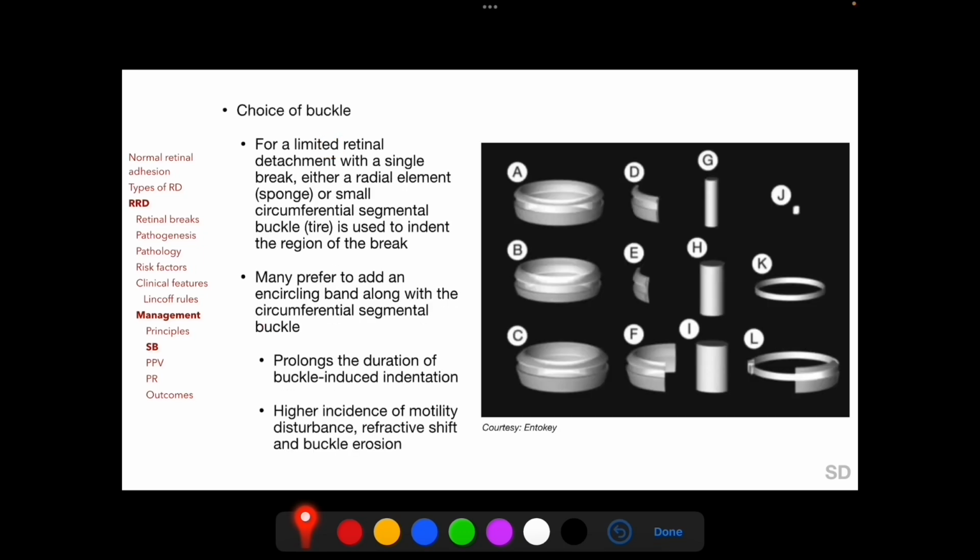For a limited retinal detachment with a single break, either a radial element called a sponge, as seen here in this photograph, or a small circumferential segmental buckle called a tire, whose required length is obtained from the commercially available tire, is used to indent the region of the break. And many surgeons prefer to add an encircling band along with the circumferential segmental buckle because these have been shown to prolong the duration of buckle-induced indentation of the sclera, but usage of these encircling bands has been associated with a higher incidence of motility disturbance, refractive shift and buckle erosion.